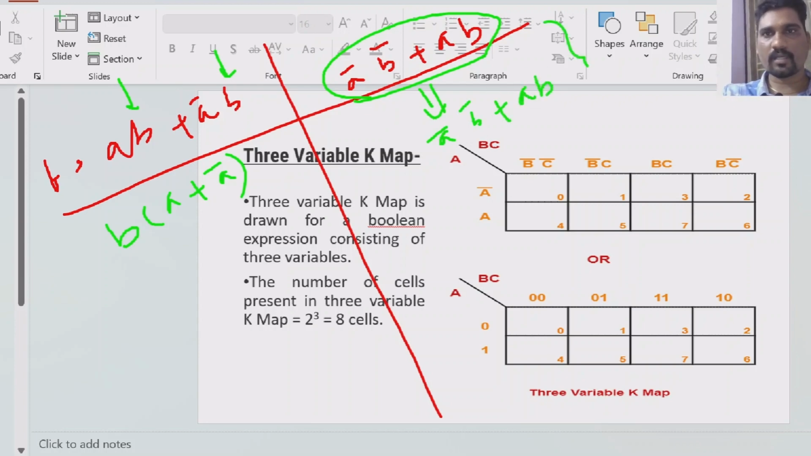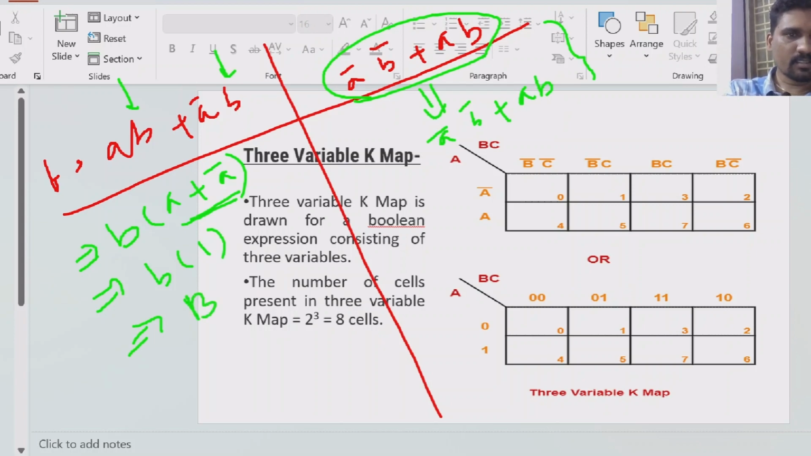Means in this case we are not able to reduce the expression. But here, as per Boolean basic rules, what is A plus A bar? A plus A bar equal to 1, right? So B into 1, right? So what is the final answer? Final answer is B, right?